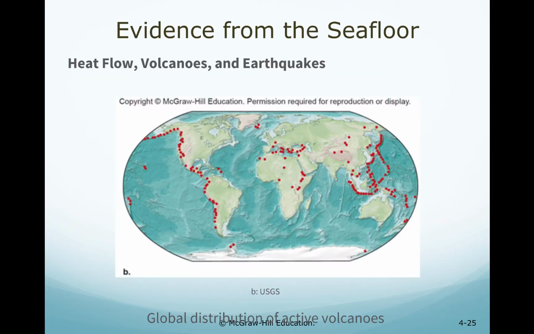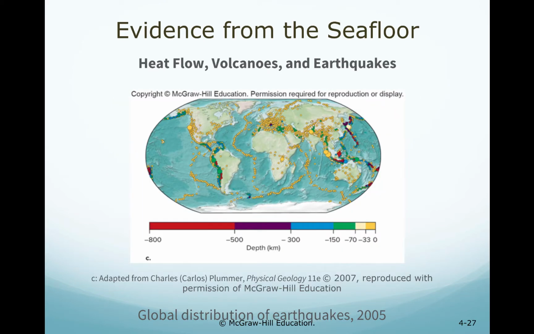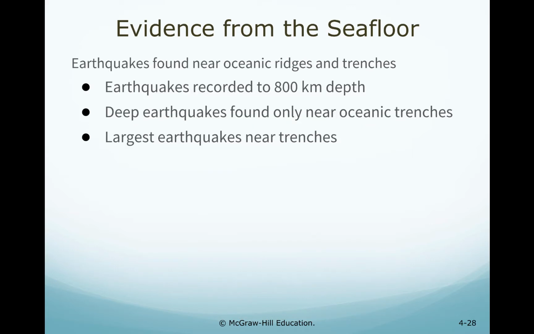Let's take a look at that again. The Ring of Fire, which continues over here. There's a lot of earthquakes and volcanic activity along the Ring of Fire. And here's the other side of it. Earthquakes. That's what these little yellow dots represent. These are the earthquakes that occurred during 2005. They're found near ocean ridges and trenches.